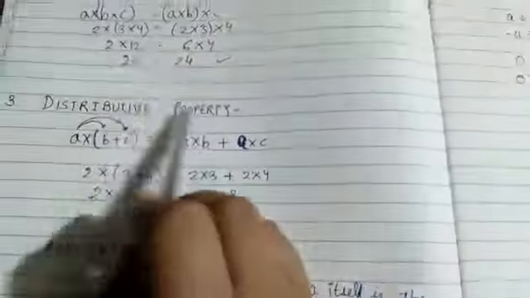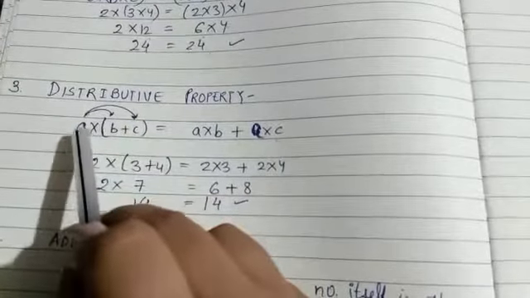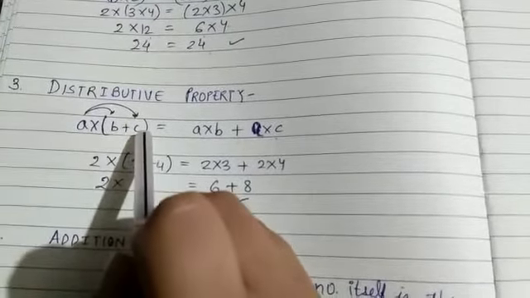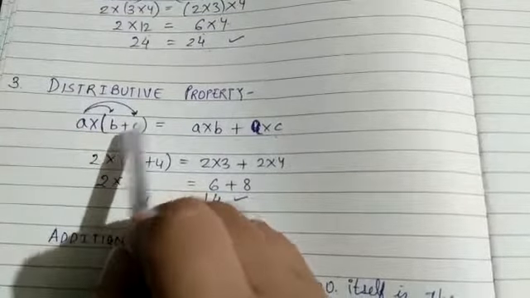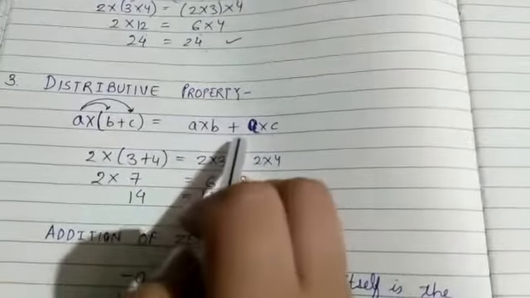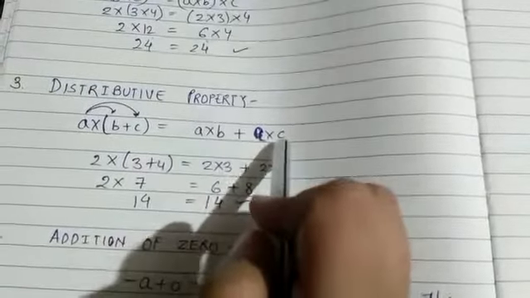Then comes the distributive property. Distributive property means A cross (B plus C). Here this A is being distributed to the brackets. A into B plus, whatever the sign is there. If it is plus, we will put plus here. If it is minus, we will put a negative sign here. A cross C. So A cross B plus A cross C.